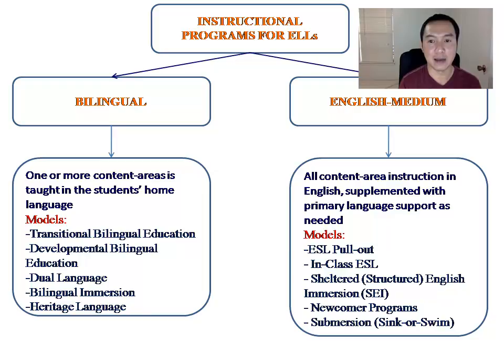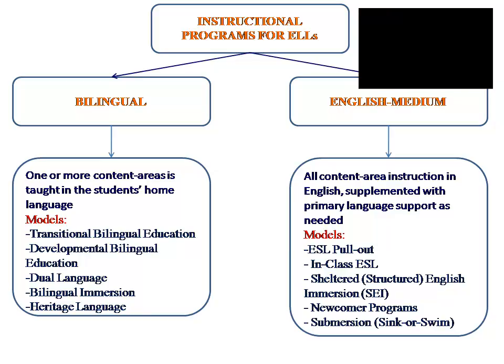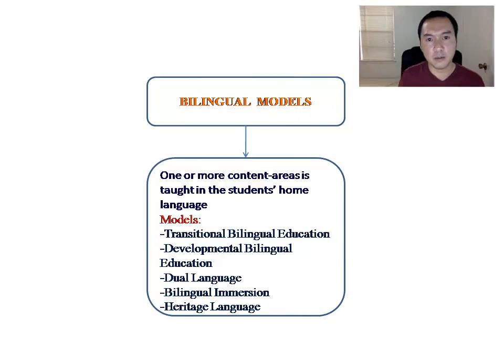The models include English as a second language pull-out, in-class ESL, sheltered instruction, structured English immersion, newcomer programs, and submersion, or another name, sink or swim. All bilingual program models use the student's home language in addition to English for instruction. These programs are most easily implemented in districts with a large number of students from the same background.